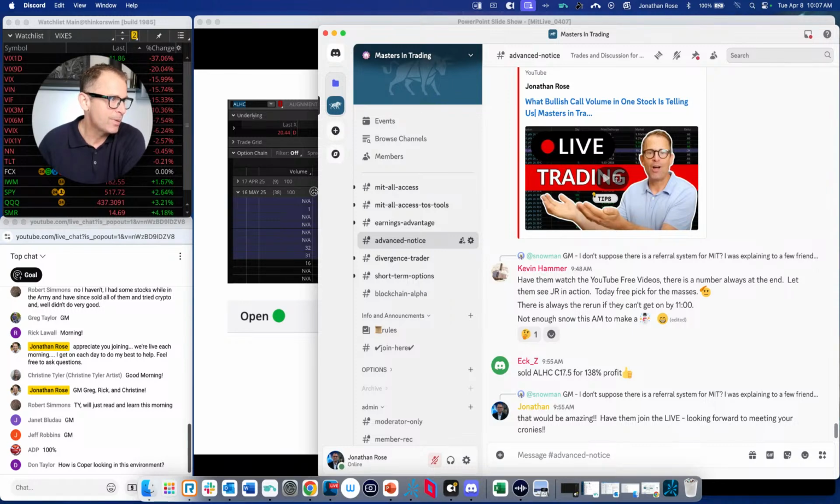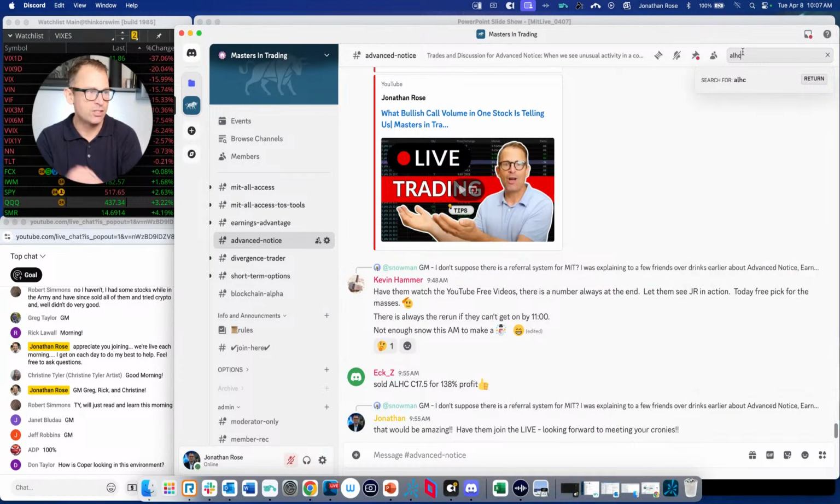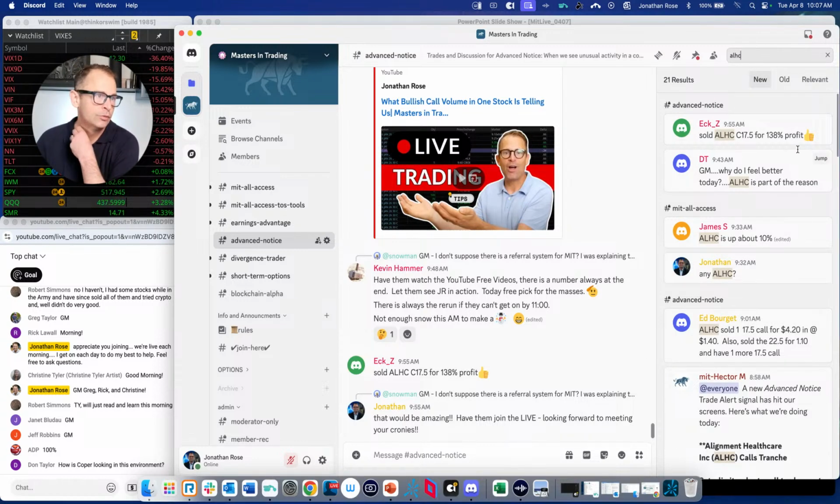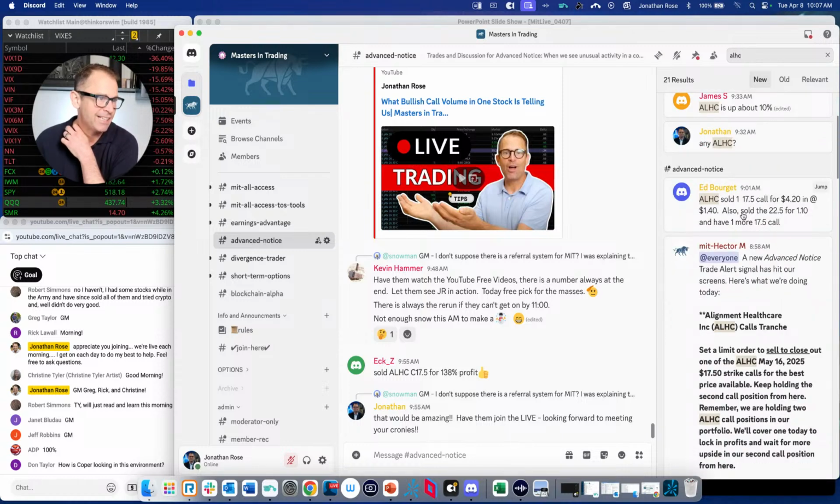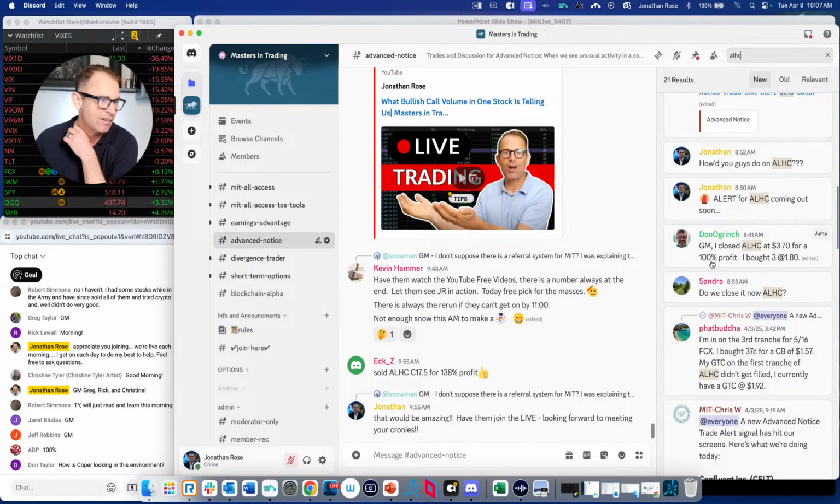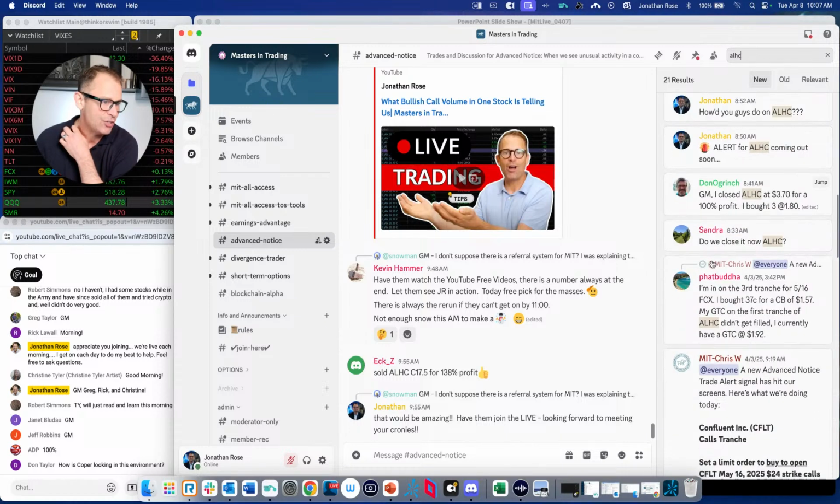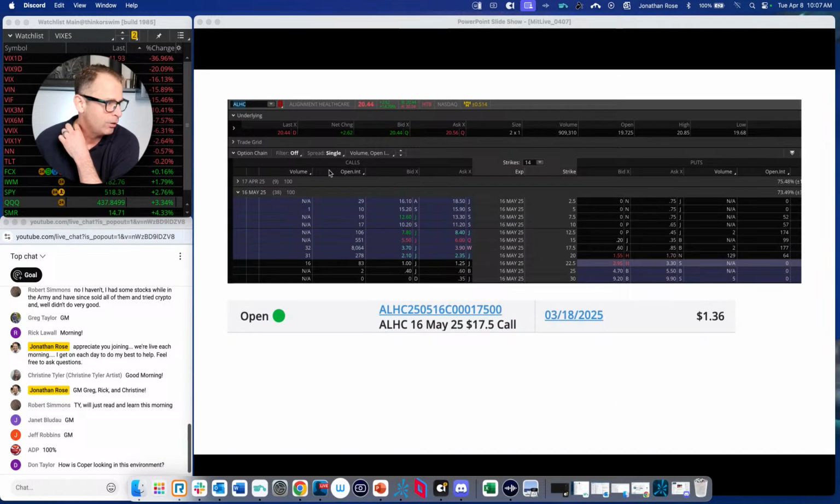Give you guys a little heads up. Here is the community right now. If I put in ALHC, 138% profit. James, just a little small profit here. Ed was able to get in for $1.40 and then get out for $4.20. So really, really just great trades. Don here grabs 100% in ALHC. So in an environment where people are having a bunch of trouble, ALHC is a silver lining for us.